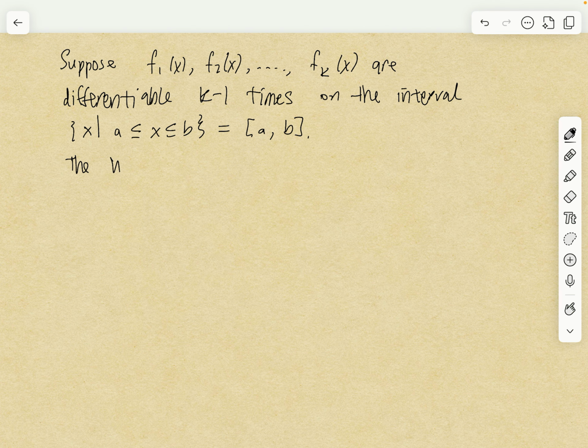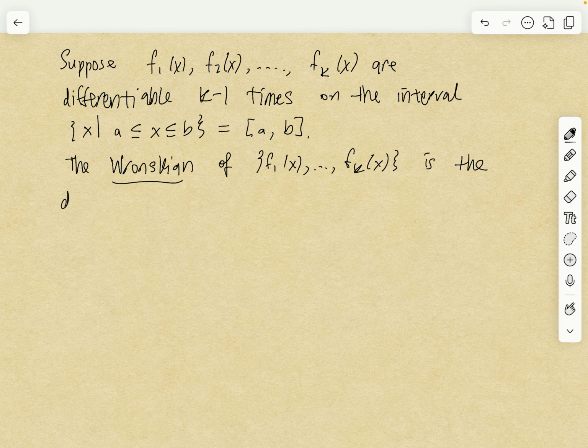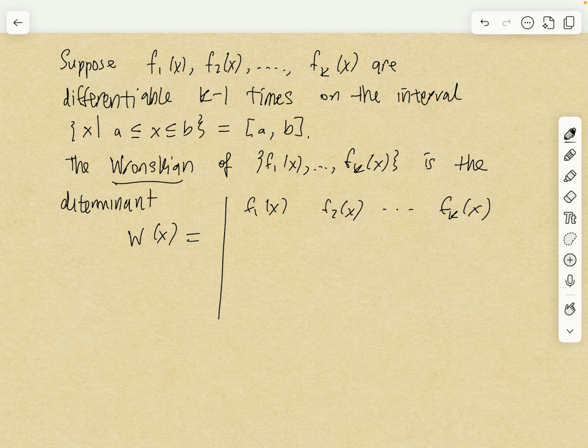So the Wronskian of the set of functions f1 to fk is the determinant, W of x, which is the determinant of this matrix. So you take f1 of x, and then f2 of x, all the way to fk of x. So there are k columns.